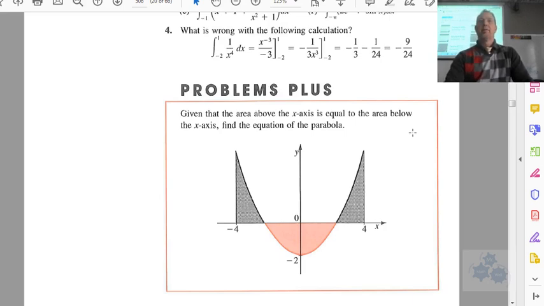So I'd encourage you guys to work on the problem plus questions as well. In your textbook, here's the problem plus question. If you want a challenge, go ahead and do that one as well.